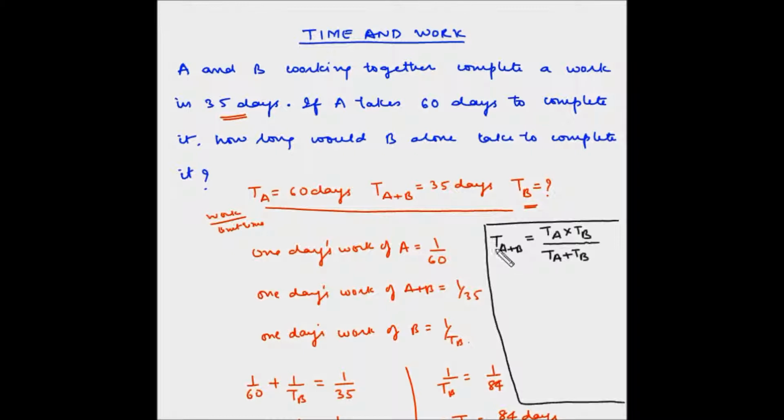So here we know the time taken by A plus B is 35 days. So 35 is equal to TA is 60 multiplied by TB divided by TA plus TB, so 60 plus TB. Or now we have to multiply 35 with 60 and 35 with TB. So 35 multiplied by 60 is 2100 plus 35 TB. This is equal to 60 TB.